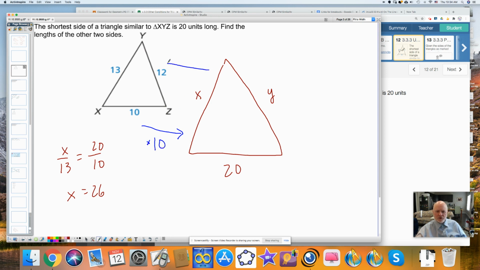And going in this direction, well, I want to go in the one direction. I want to go from the small to the large because I'm looking for the y. So if I multiply 12 times 10 times 2, excuse me, not times 10, it's times 2. 10 times 2 is 20. So 12 times 2 is 24. My answer is 24. Does this work with the x? Yes, it does. 13 times 2 is 26.